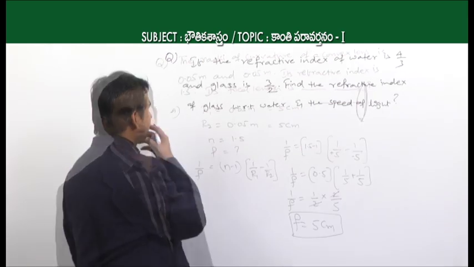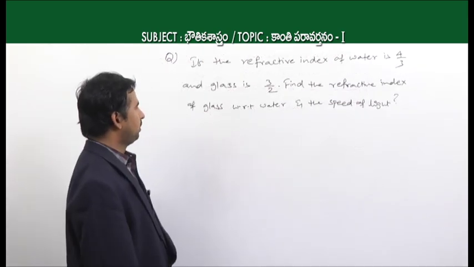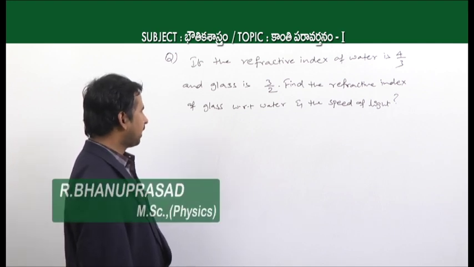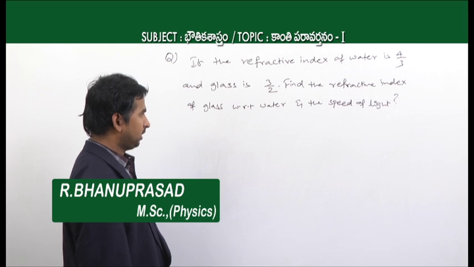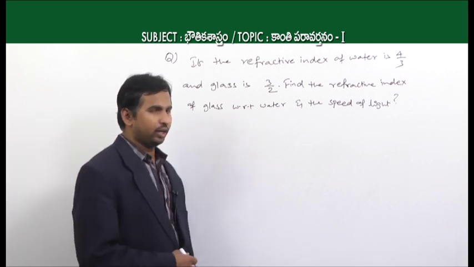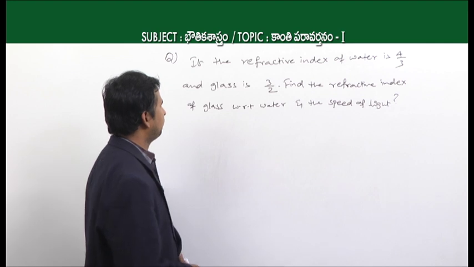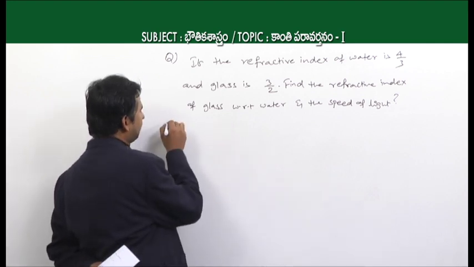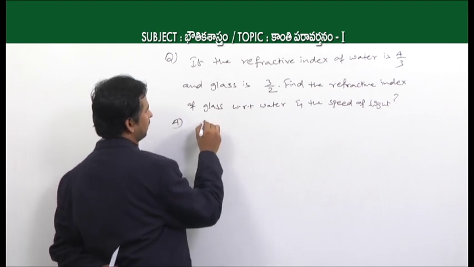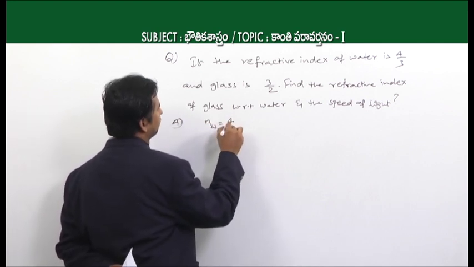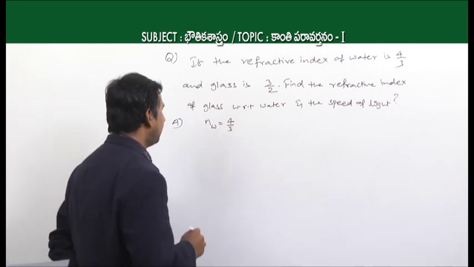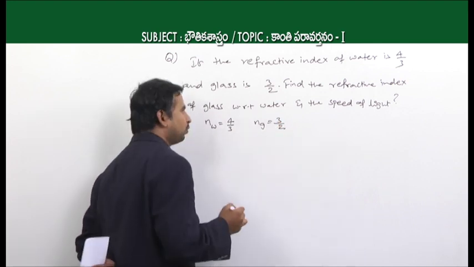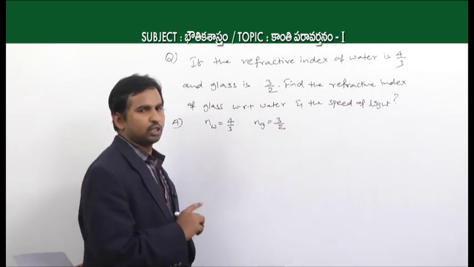Now given here, if the refractive index of water is 4/3 and glass is 3/2, then find the refractive index of the glass with respect to the water, and also we have to find the speed of light in this medium. So given that the refractive index of water, which is its absolute refractive index, is 4/3 and that of glass is 3/2. Then we have to find the refractive index of glass with respect to the water.